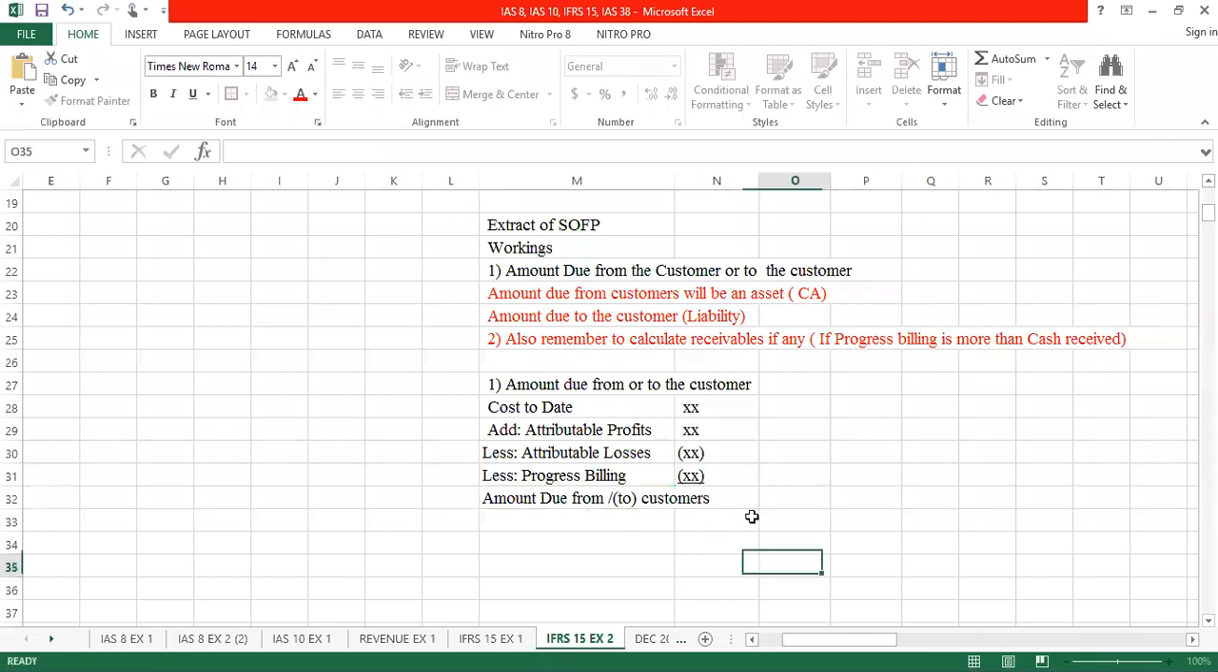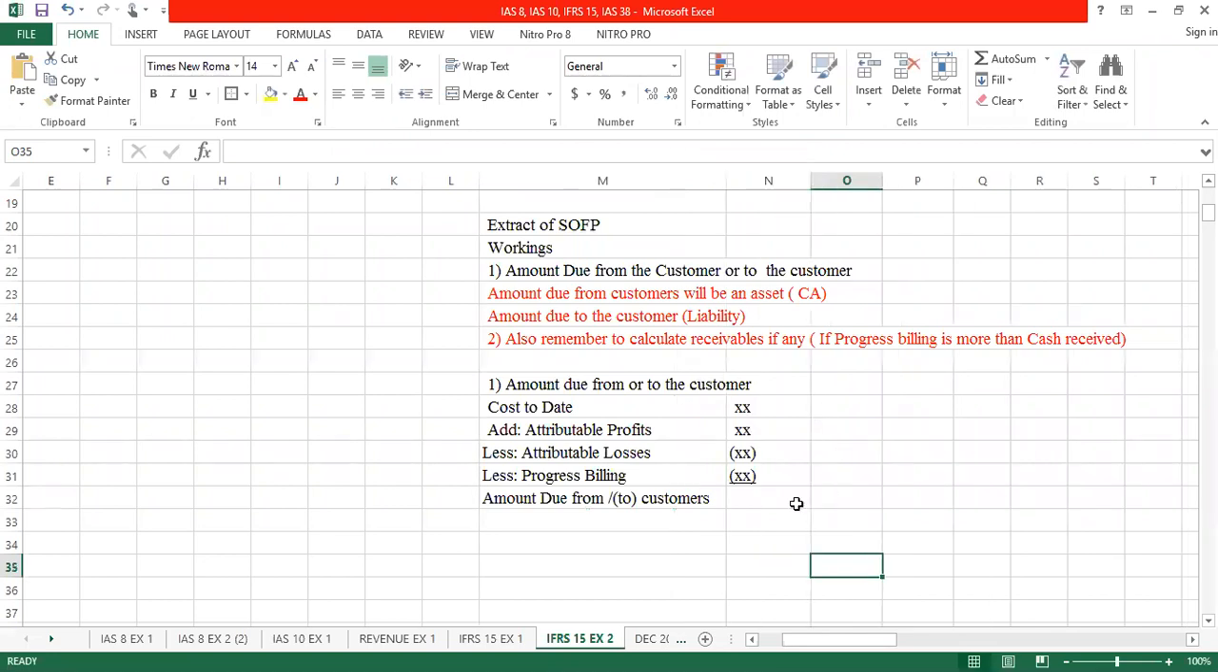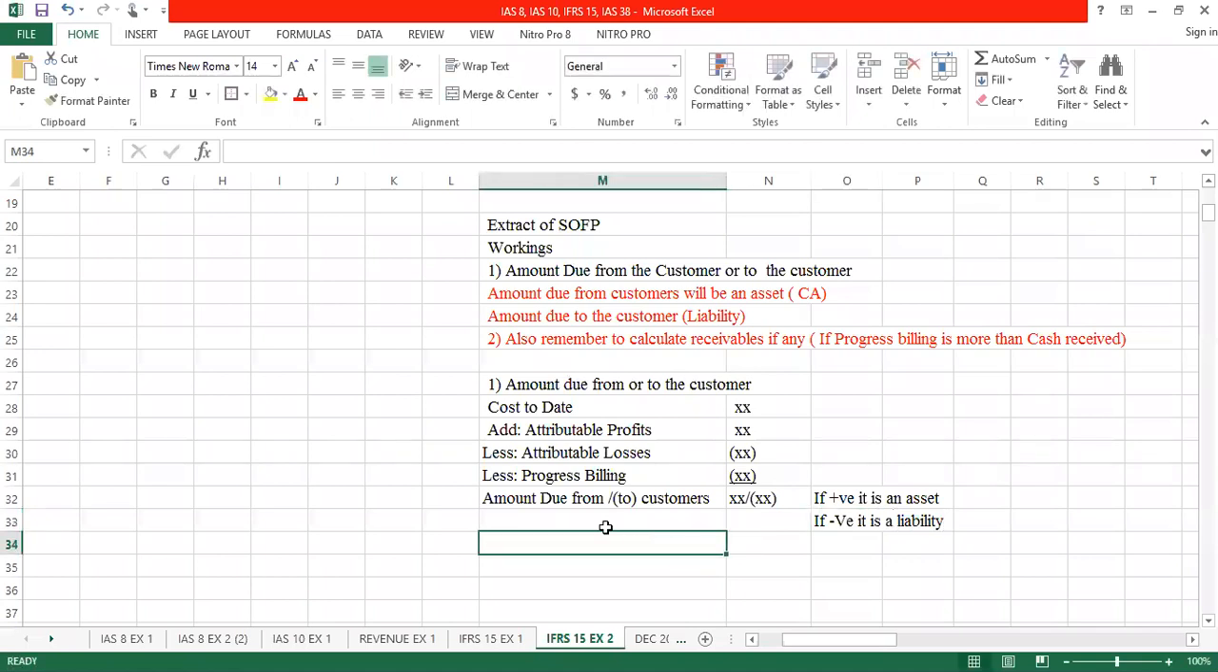I hope we are together. Due from or due to, that is the format you need to follow. So it is from if it is positive. If positive, it is an asset. If negative, it is a liability. And then that was number one.